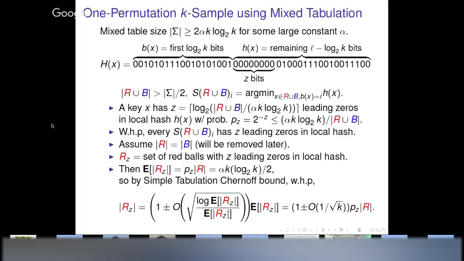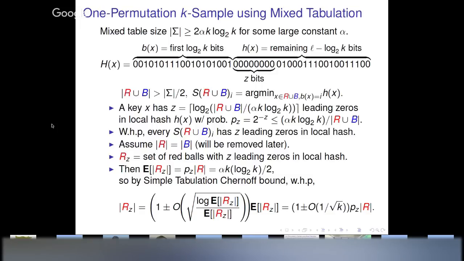But now we're looking at things in two different ways. Now we look at the expected number of small red balls. Each bin was supposed to have log k in expectation, so the total number of small red balls is k log k. And the important thing is we don't care which bin they land in. We just notice that the expected number of red balls is k log k.